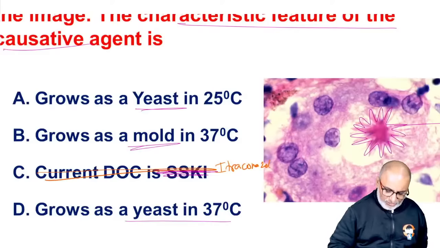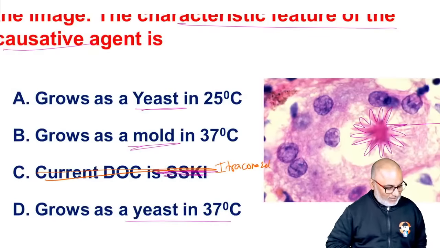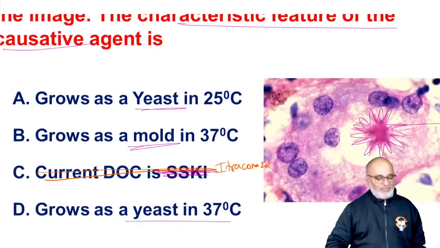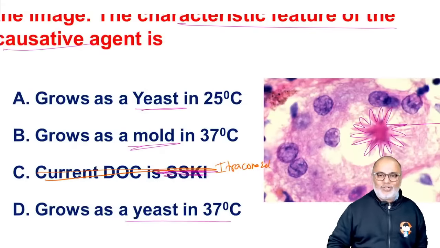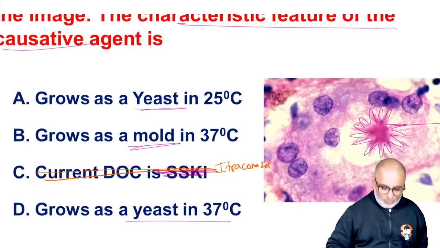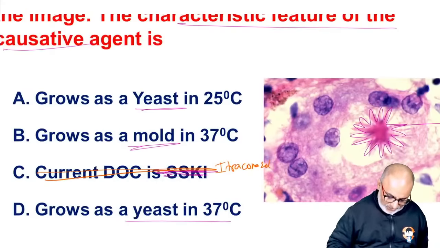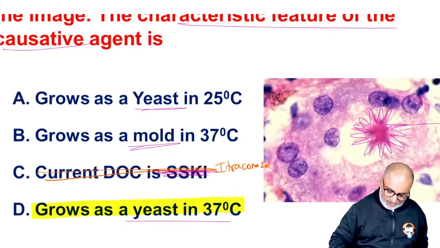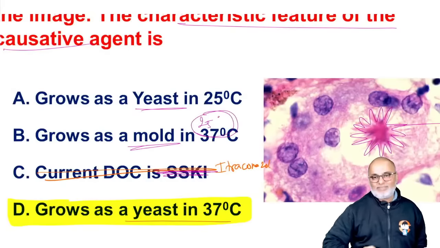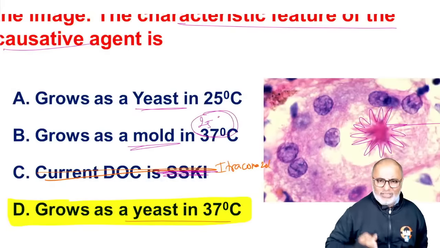So it is available in two forms. Yeast is cigar shape, beautifully people mentioned. Who is that? Yeah, Priya. Okay. And mold is floret shape. Yeast at body temperature, and in the environment it is mold. So it is yeast at 37 degrees. That is the correct answer. It grows as yeast at 37 degrees and mold at 25 degrees. Even though people know it's yeast or mold, they will have the doubt.